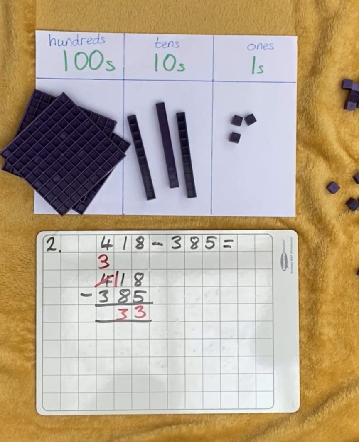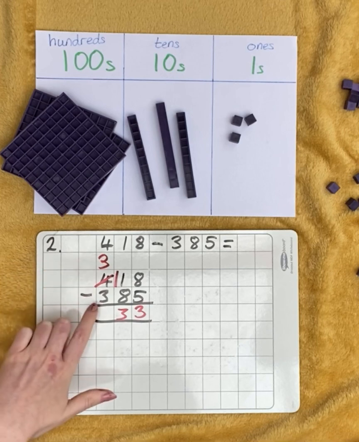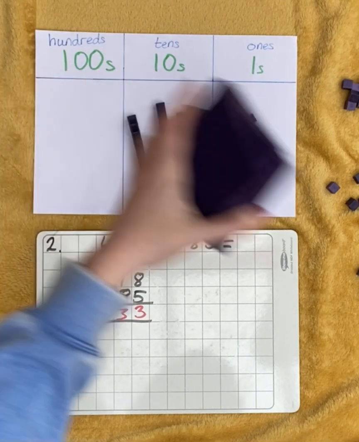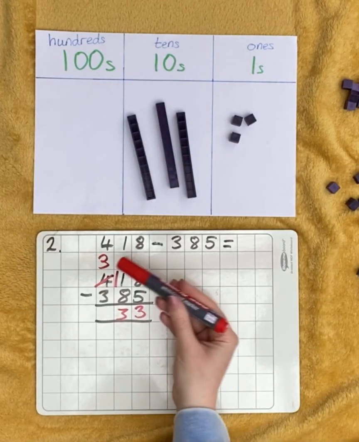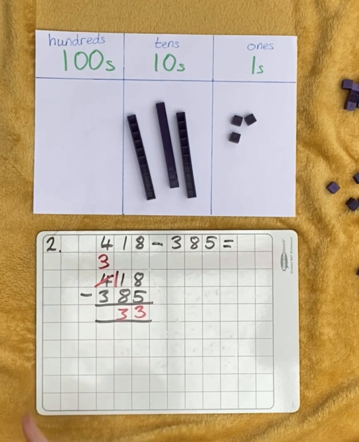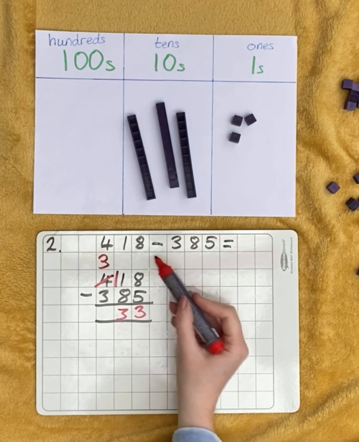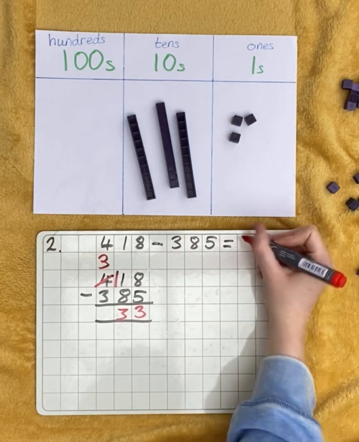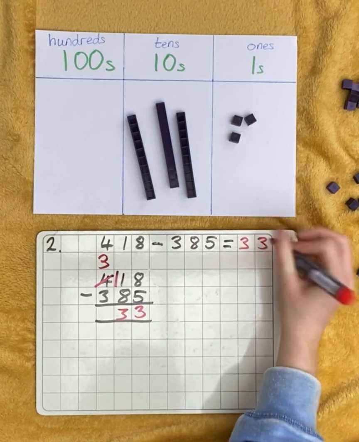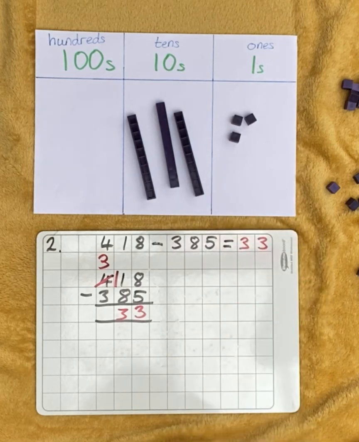Now we have 3 hundreds minus 300. So we'll take away all of those hundreds. So 3 take away 3 equals 0. We don't need to write that in here. So we can see that the answer, 418 minus 385, equals 33. 3 tens and 3 ones.